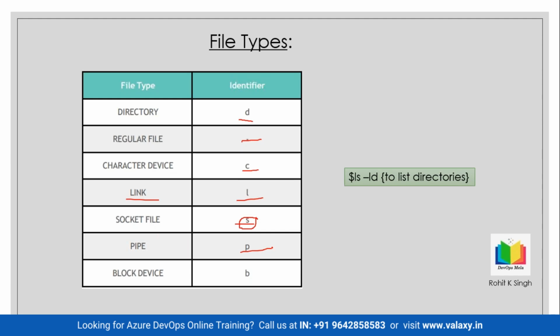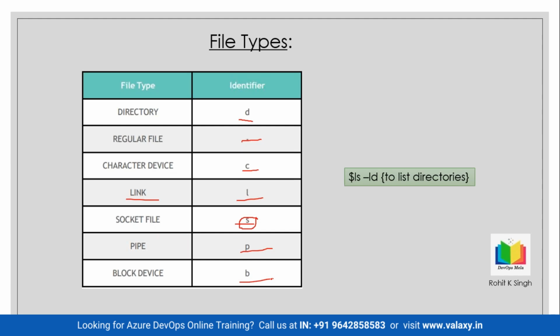Similar thing over here, this pipe does. The only difference is it will allow a process to send data to another process or receive data from another process. So inter-process communication, sending and receiving data from one process to another. At that time, you will see this. Then you got block.